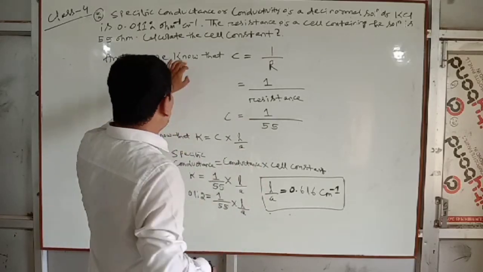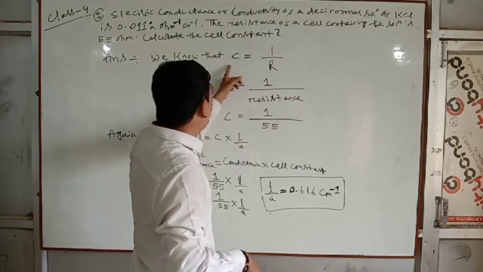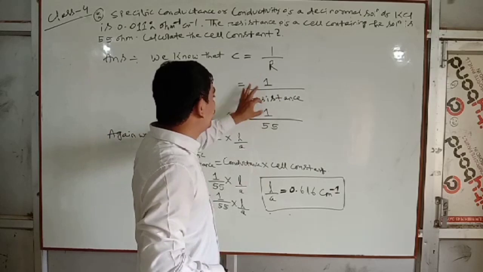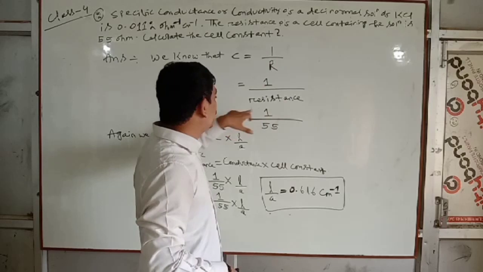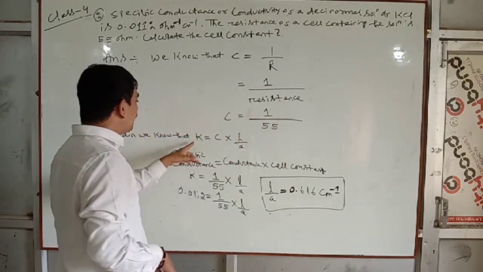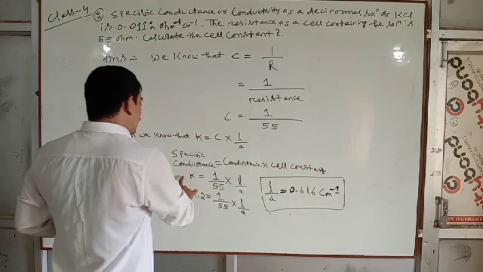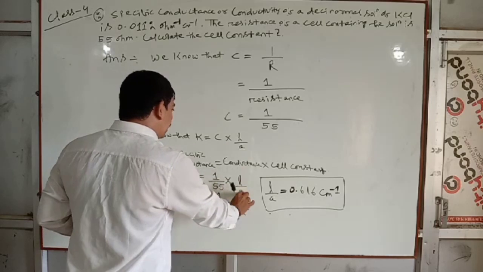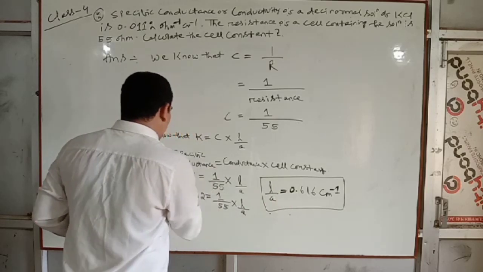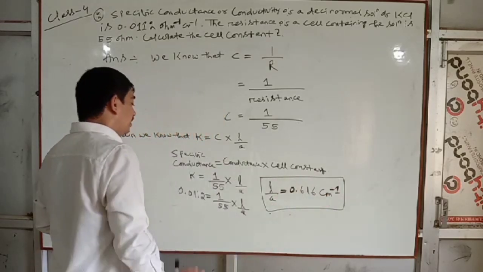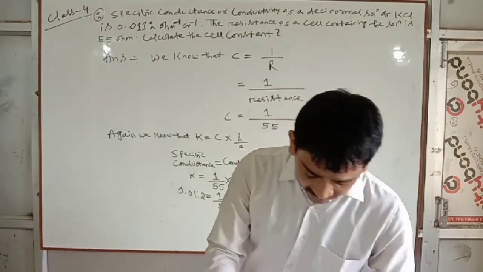In this question he has given the resistance value. We know that conductance equal to the reciprocal of resistance, 1 by resistance, which is 1 by 55. Then again we know that kappa equal to C into L by A. So specific conductance equal to conductance into cell constant. Kappa equal to 1 by 55 into cell constant L by A. So L by A equal to 55 into this, that is 0.616 centimeter inverse. This is the value of cell constant. Next, third question.